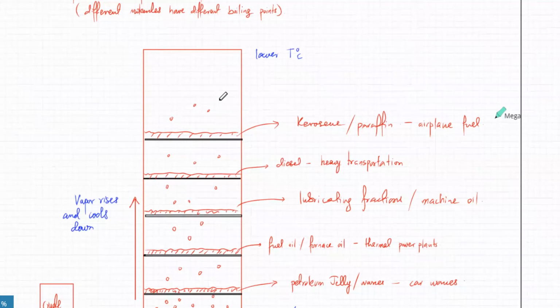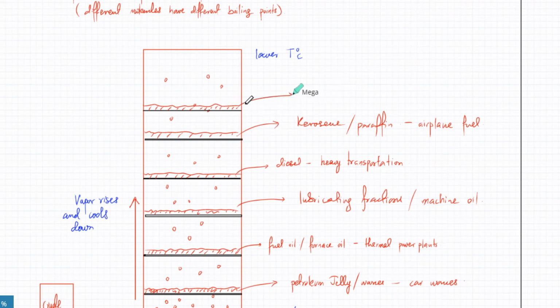Acha, the vapor that is left keeps rising. At the end of the day, at the top, the vapor rises and the temperature drops further, and you get something else that condenses. As the temperature drops, things continue to condense. And this time what you get is gasoline.